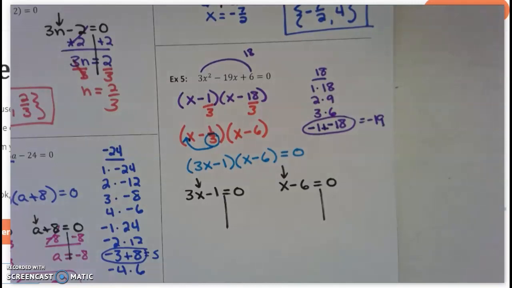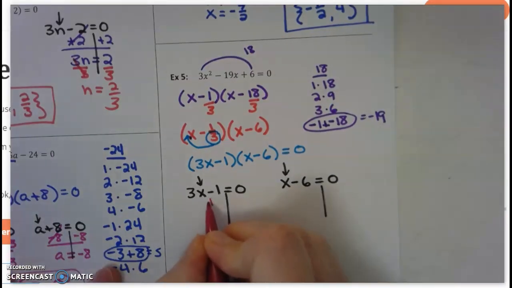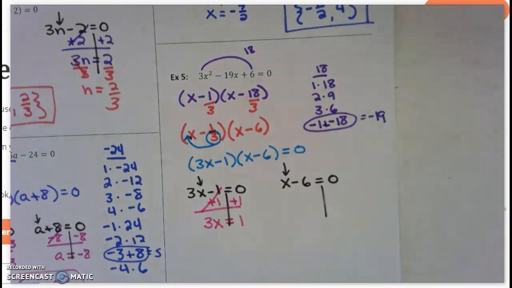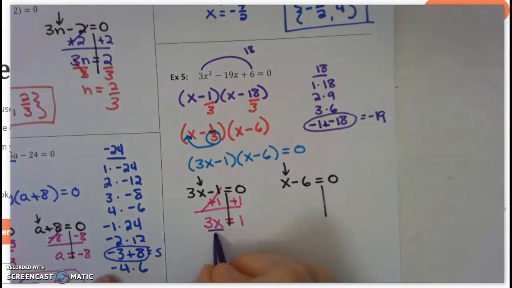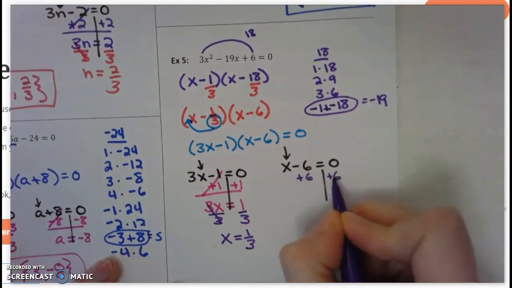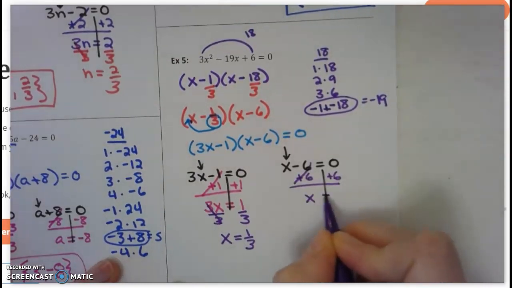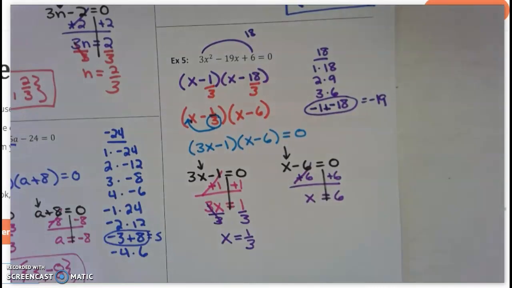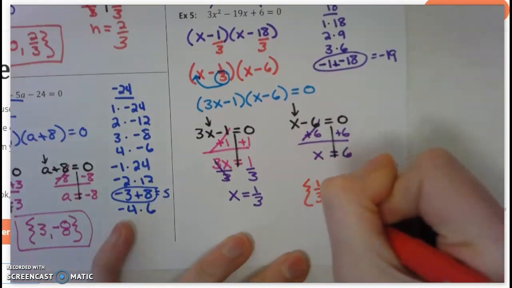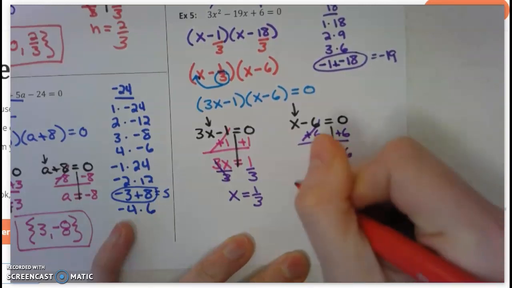So now I've got some 2-step problems. First thing I need to do is move the friend over, so plus 1 to each side. I've got 3x is equal to positive 1. And when I finish this up by dividing both sides by 3, I end up with x equals 1/3. For the next problem, I add the 6 to each side. This one's just going to be a 1-step, so x equals 6. That means my final answer for this one, I have 1/3 and 6.